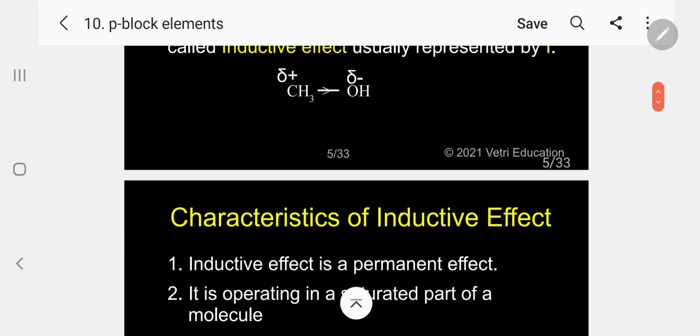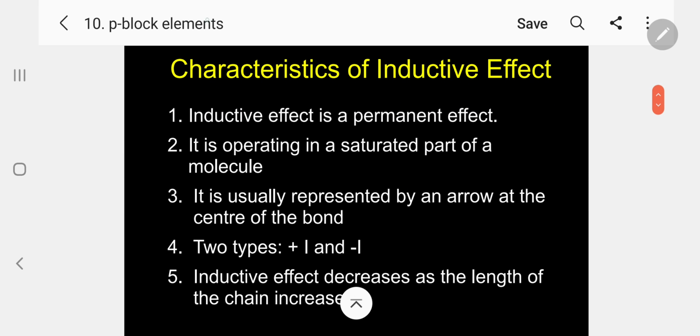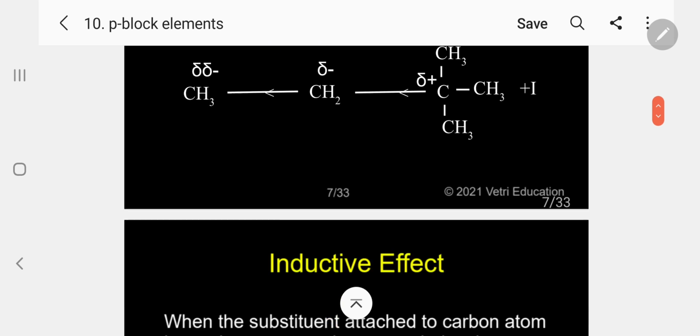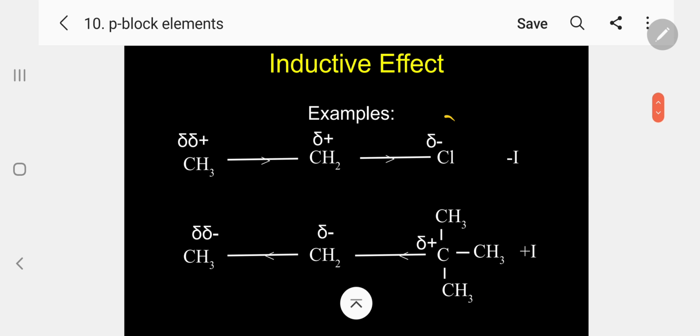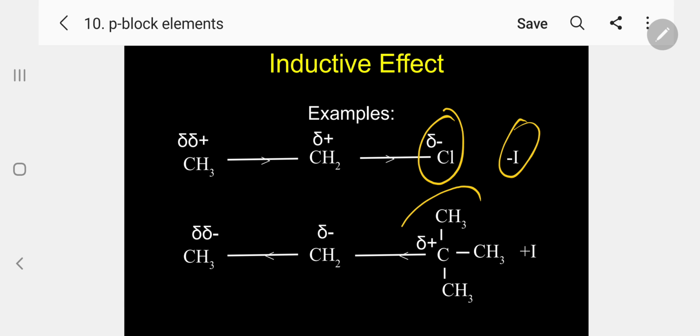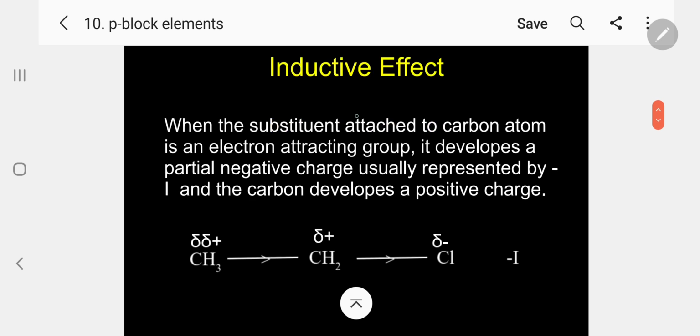Kindly follow. So what is the characteristic of inductive effect? Inductive effect is permanent. It operates in a saturated part of the molecule. It is usually represented by an arrow at the center of the bond, 2 types, plus I, minus I. Inductive effect decreases as the length of the chain increases. These are the characteristics. So, if an electron attracting group is present, minus I. If an electron releasing group is present, plus I. This you must have an idea.